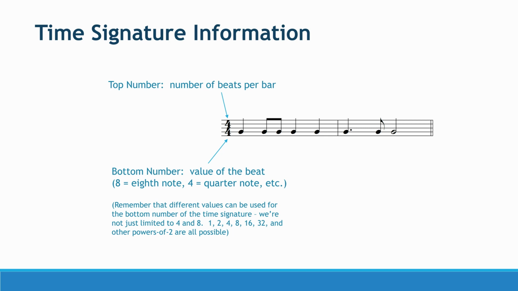So if it's an 8, it means it's an eighth note beat. If it's a 4, it's a quarter note beat, and so forth. I do want to emphasize here that you should remember that different values can be used for the bottom number of the time signature. We're not just limited to 4 and 8. Things like 1, 2, 4, 8, 16, 32, and basically any power of 2 can occur as that bottom number. It tends to be that the eighth note and quarter note are the more common, but there's a wealth of other possibilities that are used in various time periods and various styles of notation.